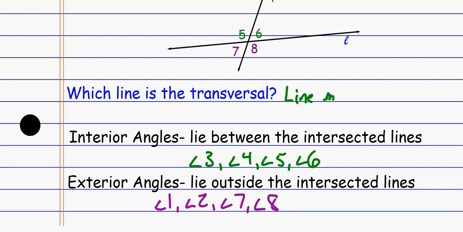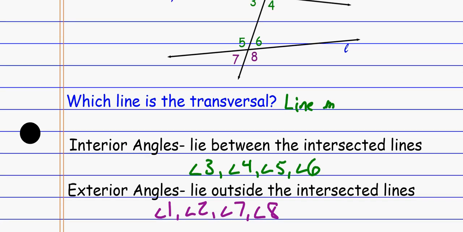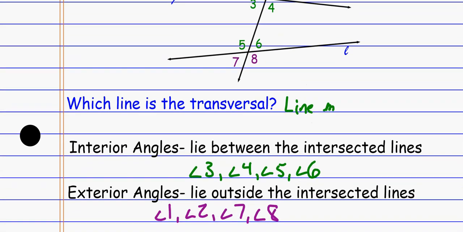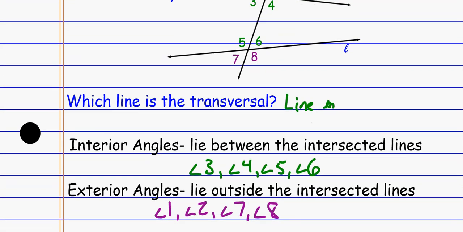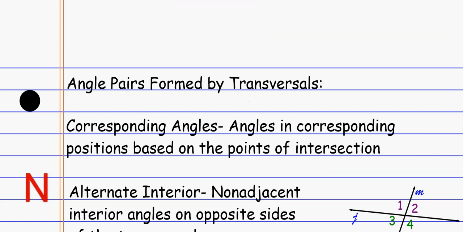And again, that's a really easy concept as long as we understand which lines are the lines being intersected and which line is the transversal, okay? The transversal is the line that's running into the other lines, and then interior is in between the intersected lines, exterior is outside the intersected lines, okay? So angle pairs formed by a transversal, not only are we talking about interior and exterior, but some of these have special names in terms of their position based on the intersected line in the transversal.